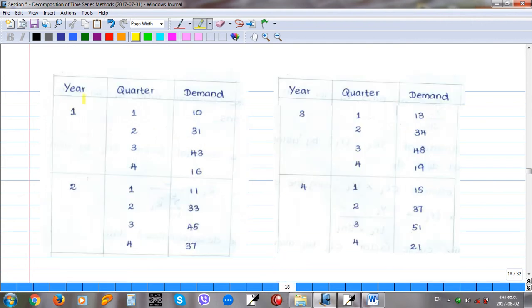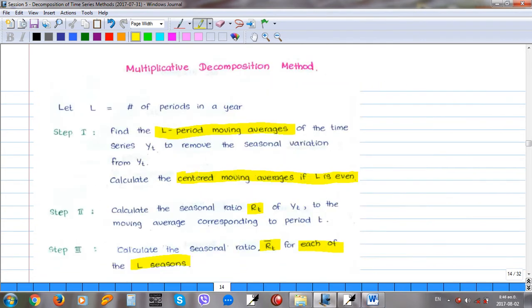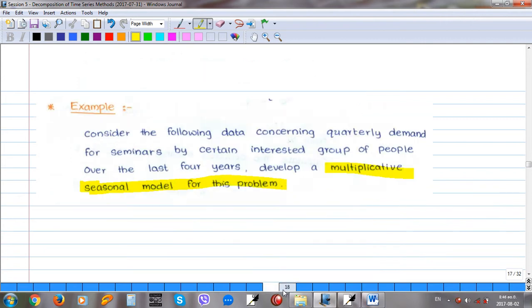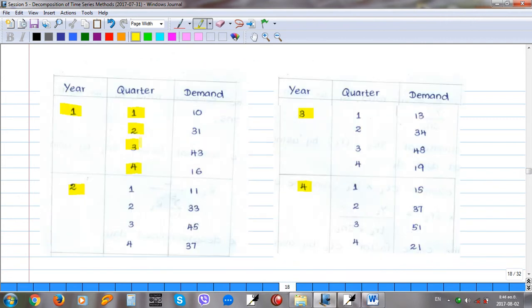Now these are the data. So there are 4 years, 1, 2, 3, 4, and each year containing 4 quarters. I explained earlier, so what is L? L is the periods in a year. There are 4 periods in a year, so L equals 4. If we take data once a month, then there are 12 periods per year, then L equals 12. For this question, L equals 4.